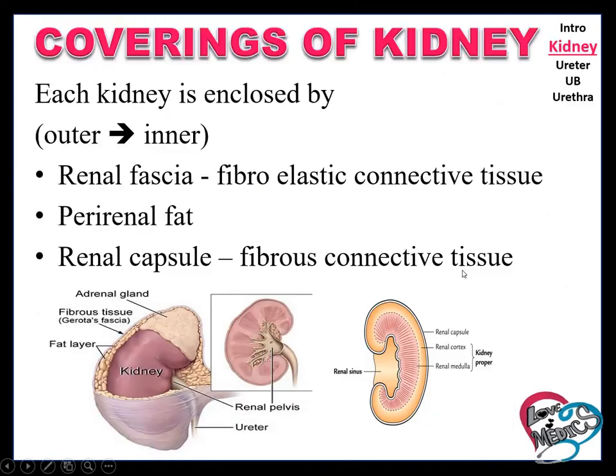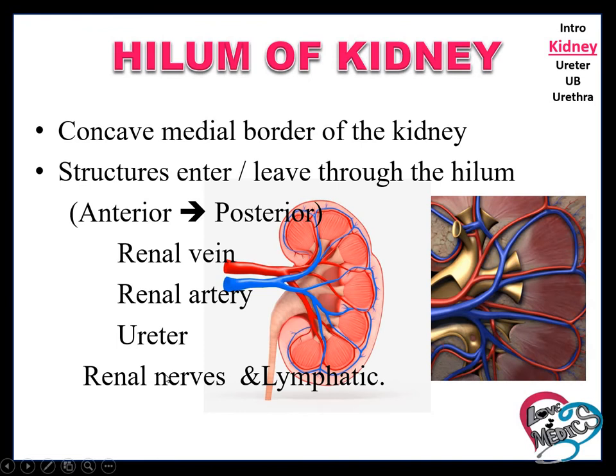External features of the kidney. Now the covering of the kidney. Each kidney is covered by 3 layers: renal fascia, perirenal fat and the renal capsule. Hilum of the kidney: the concave medial border of the kidney. What are the structures that enter and leave the kidney through the hilum? First, the renal vein, another one is the renal artery, and the ureter, and renal nerves and lymphatics are present. These structures enter and leave the kidney.